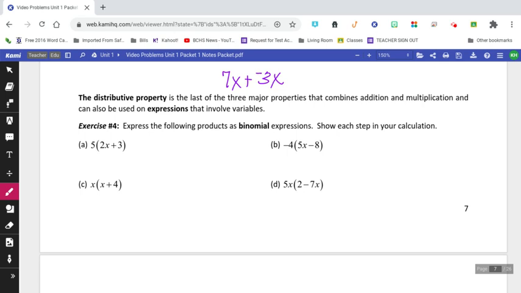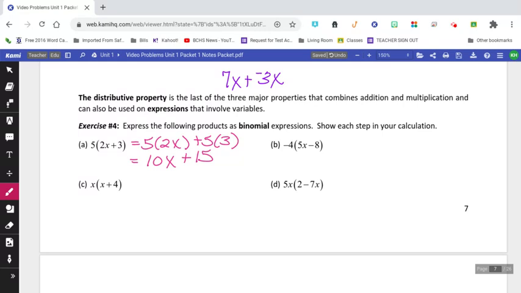Now, you can certainly write this out a number of ways. Sometimes when you're first learning the distributive property, you might see it written like this. Okay, and that's just to reinforce that you're multiplying both the 2x and the 3 by 5. So 5 times 2x is 10x. 5 times 3 is 15. They are not like terms, so we cannot add them together.